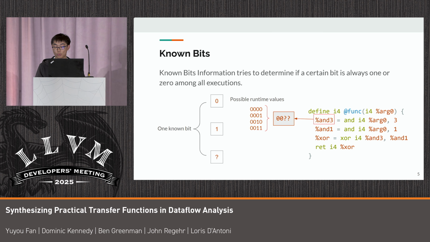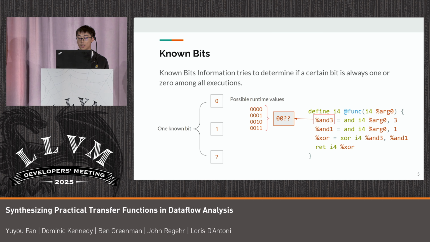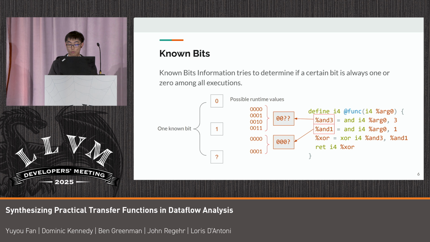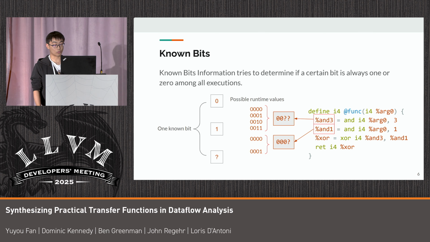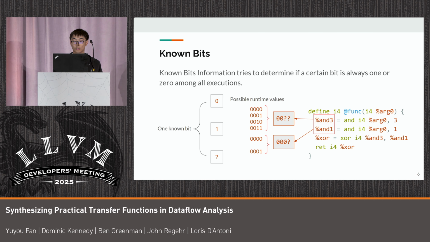With that definition, we can see here, for the first operation, N3, a bitwise AND operation with arg0, which we have no idea about, and a constant 3. We know after this AND operation, the first bits are zeros, and the last bit remains unknown, which means it contains 4 possible runtime values: 0, 1, 2, and 3. Similarly, for the next AND1 operation, the first 3 bits in known bits are zeros, and the last is 1, so we know it can contain 2 possible runtime values, 0 and 1. So this is known bits.